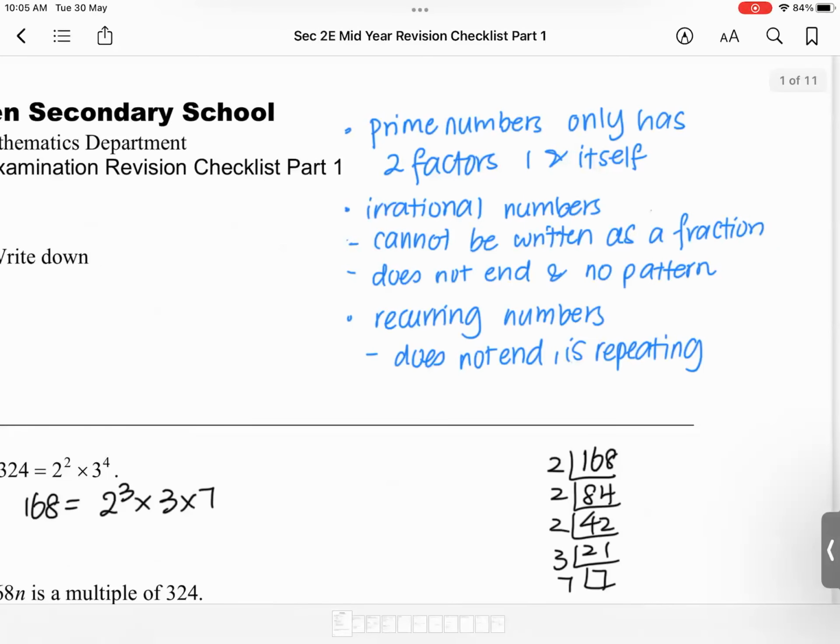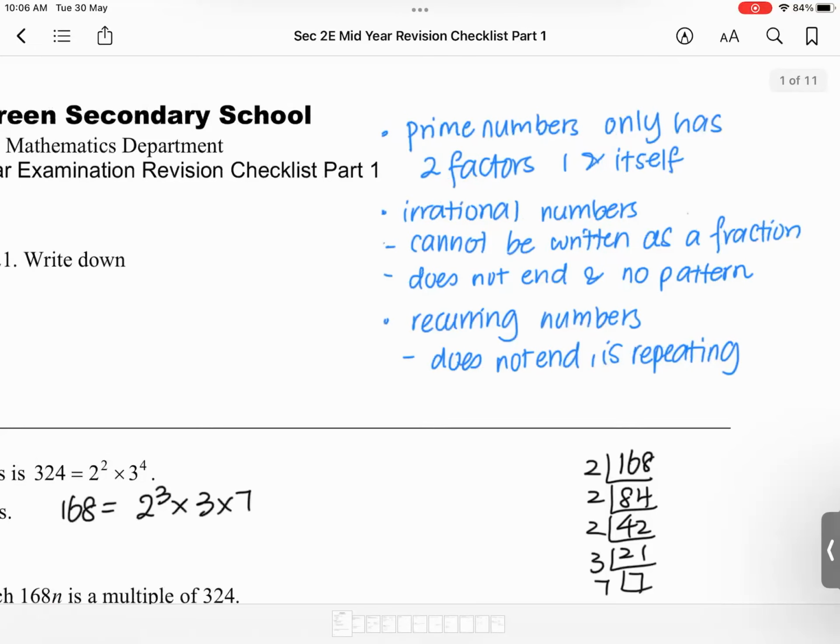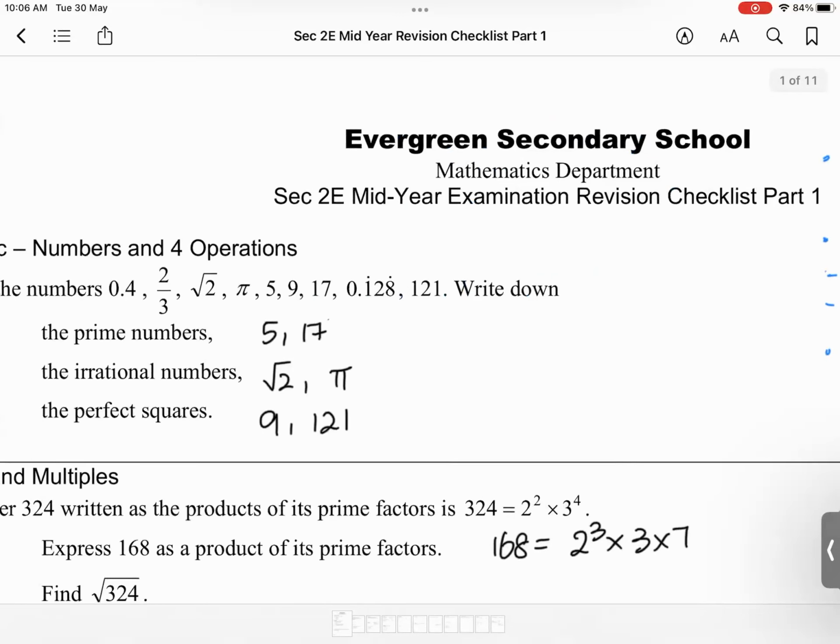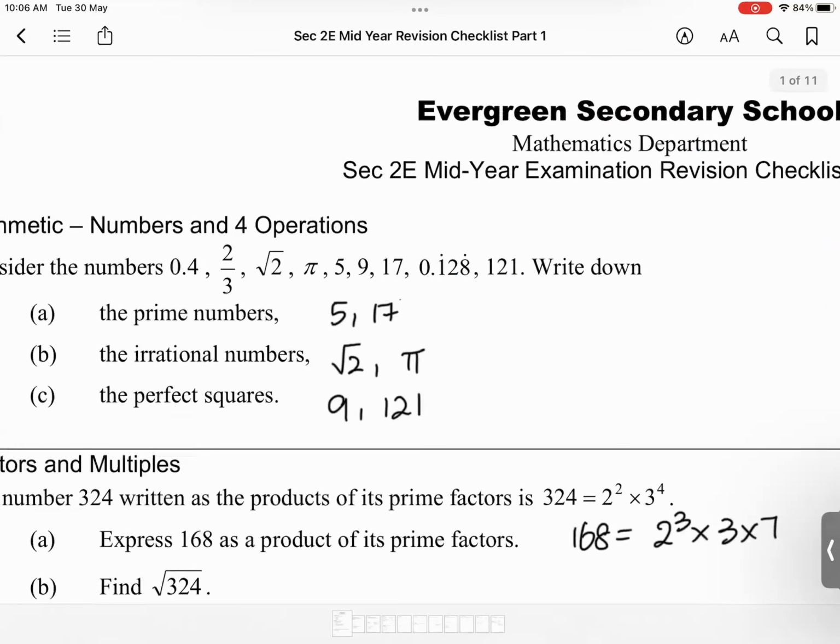If irrational numbers cannot be written as a fraction, there are a few things that make it easier to observe. Number one, when you key them into the calculator, they do not end. The number continues and continues, and there is no repeating pattern. Number two, you must also take note not to mix it up with recurring numbers, right? Recurring numbers also do not end, but recurring numbers have a pattern, all right? So in this list, the only irrational numbers will be square root 2 and pi.